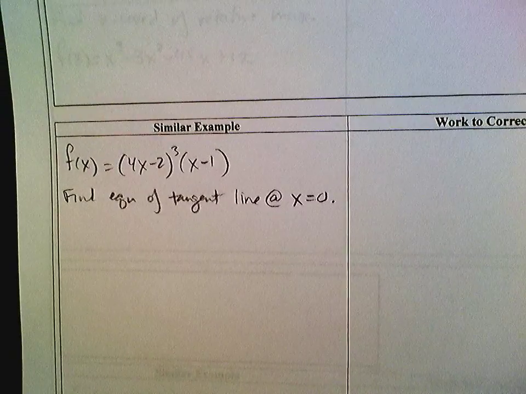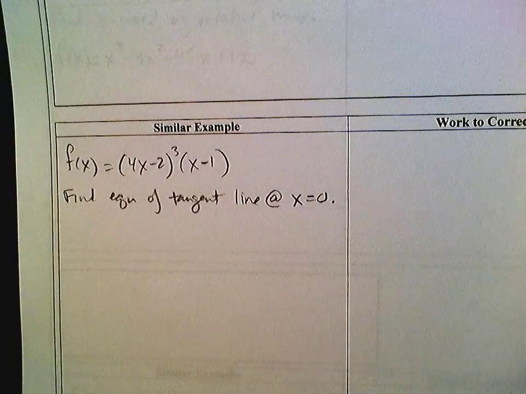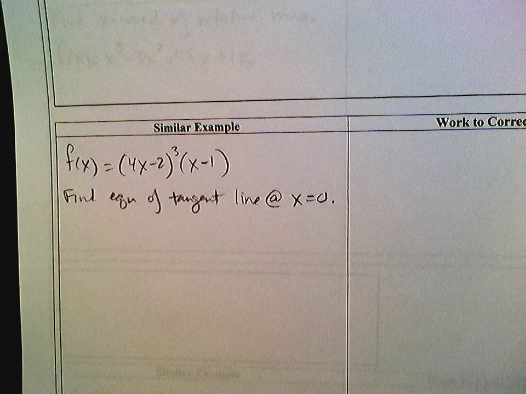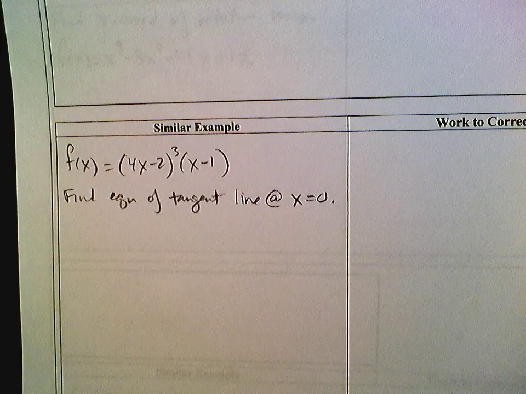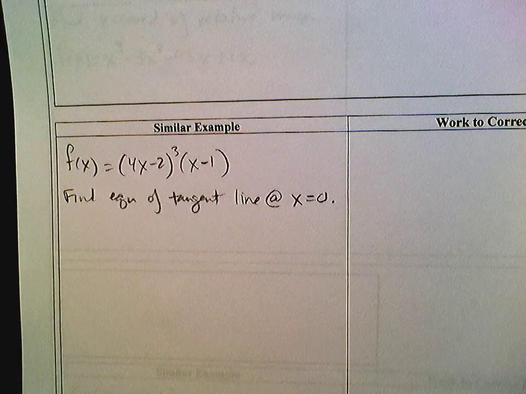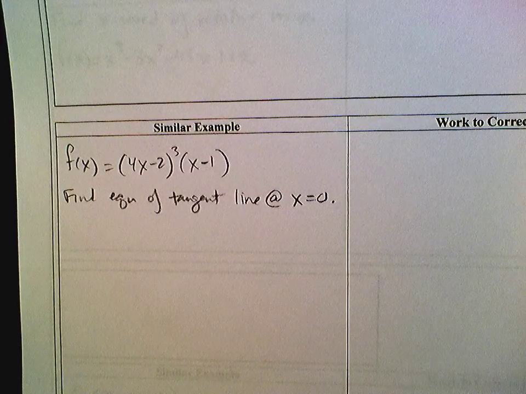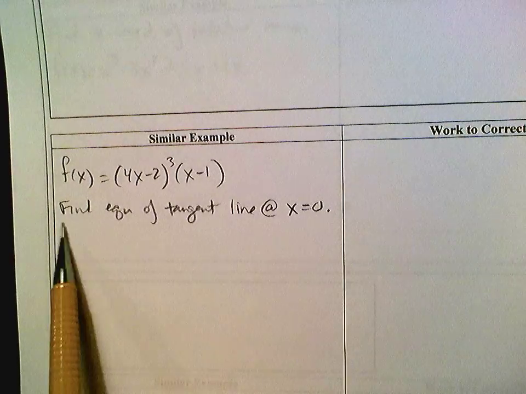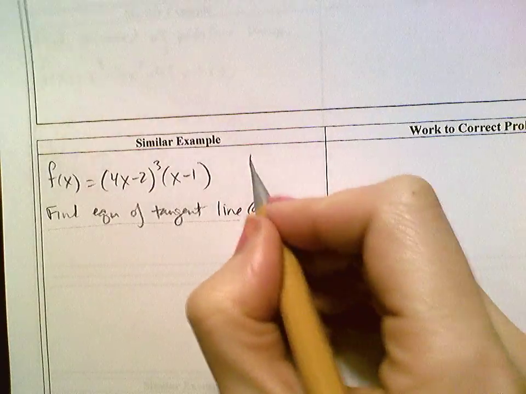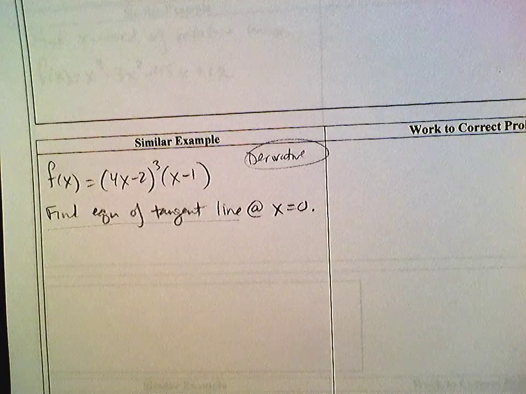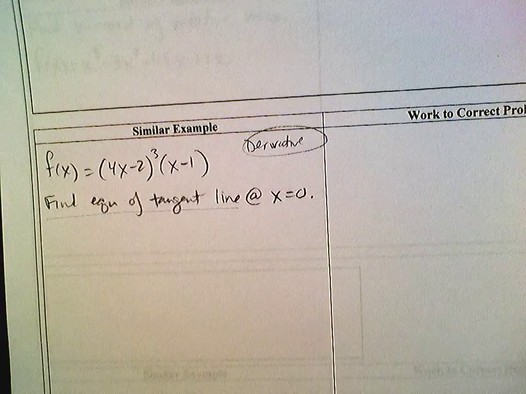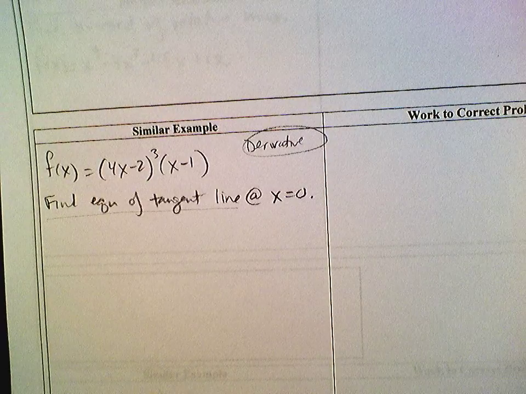Moving on. Okay, so this next one. Here's f of x. We're going to find the equation of the tangent line at x equals 0. So the big question we ask ourselves is limit, derivative, or antiderivative. And for the equation of a tangent line, you've got to find the derivative. That's not all you've got to do, but that's something important.